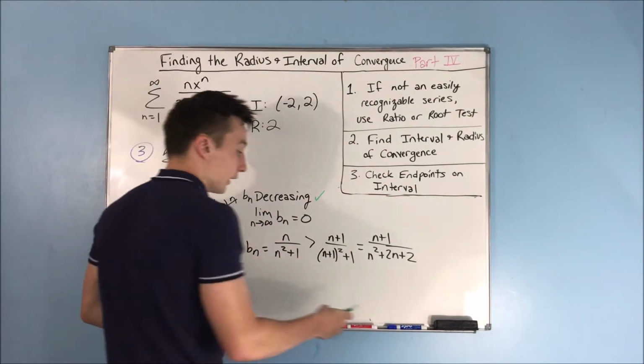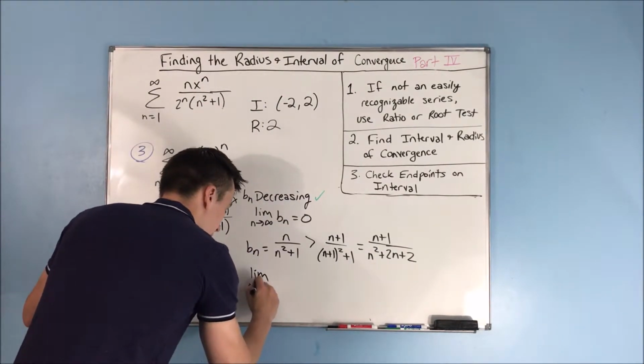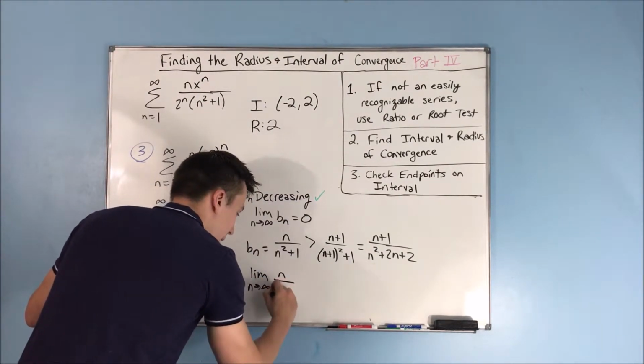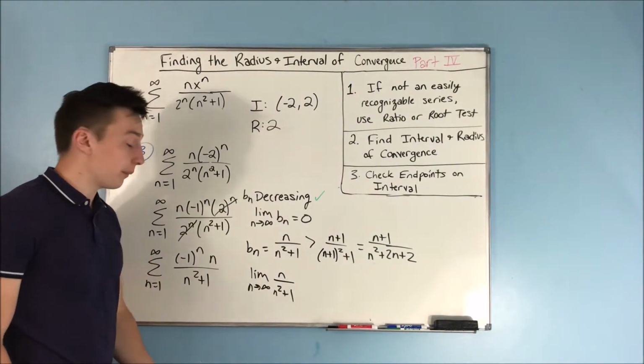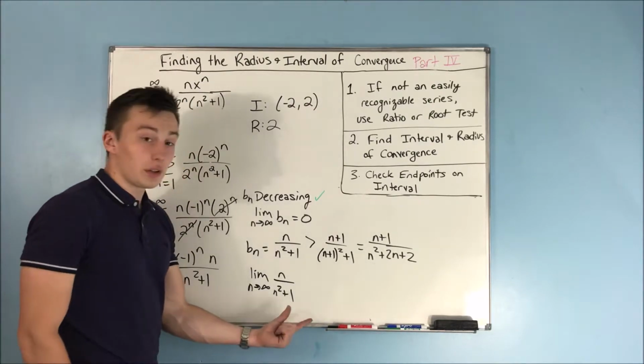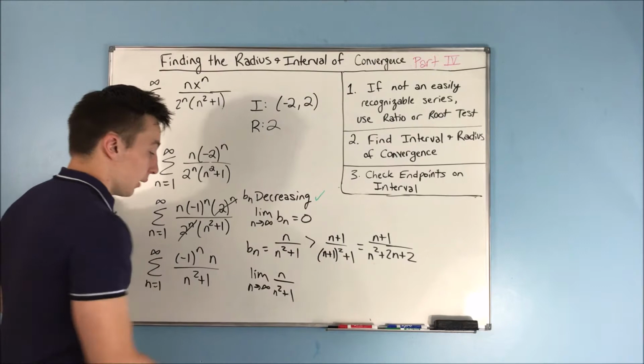And lastly, we need to see the limit as n approaches infinity of n over n squared plus 1. You can see here that since we have that higher power of n on the bottom, what you're going to have is an infinitely large denominator as n approaches infinity, and that's going to make this limit equal 0.